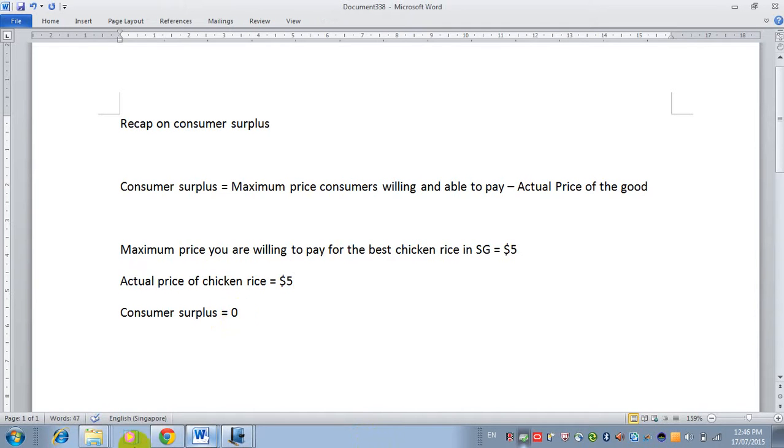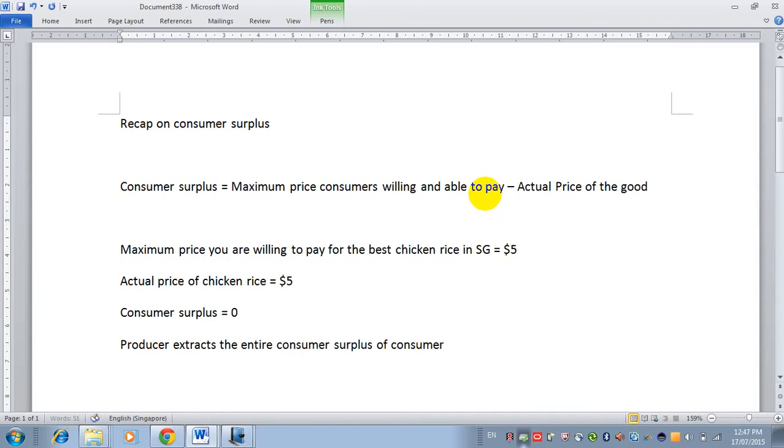Can you imagine that for first degree price discrimination, this is exactly what happens? If the maximum price you're willing and able to pay is 5, somehow the producer knows it. I know it's an unrealistic assumption that is made in first degree price discrimination, but the producer will know it and he will charge you that exact same price that you're willing and able to pay. Basically, the producer extracts the entire consumer surplus of consumers. This is not a nice situation to be in for the consumers, right?